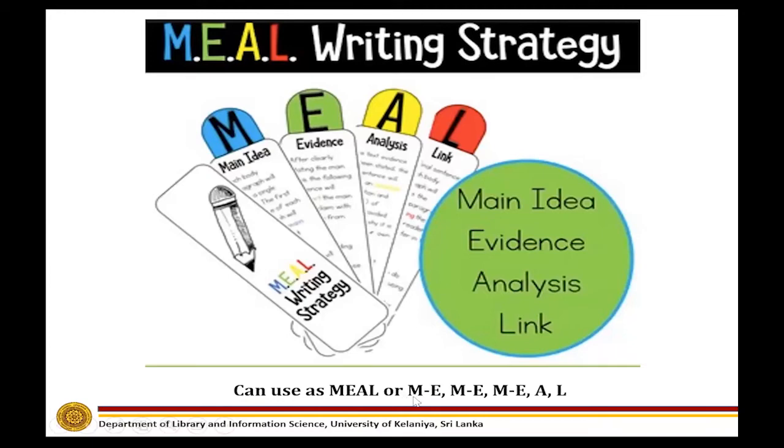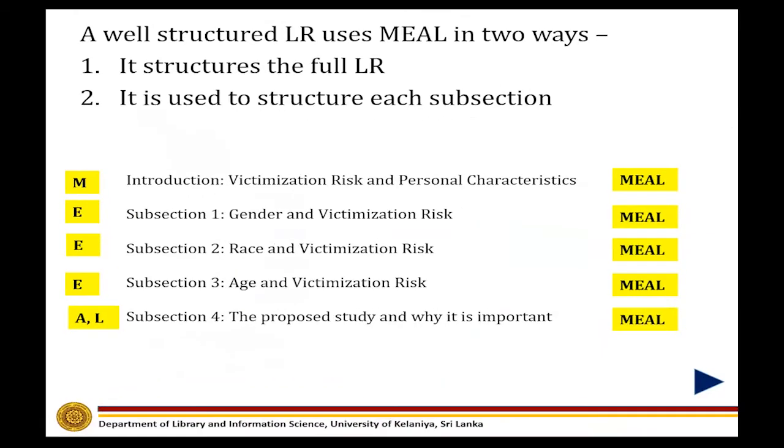So you can have MEAL. If not, as I mention here, you can have ME first, that means main idea and evidence, main idea and evidence, and at the end, you can have the analysis part and the link. That's also possible. It again depends on how we are going to carry it out. These are examples for those two structures.